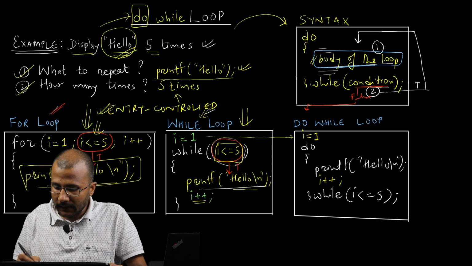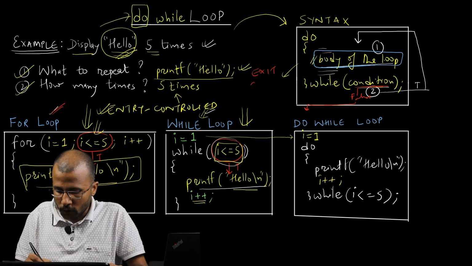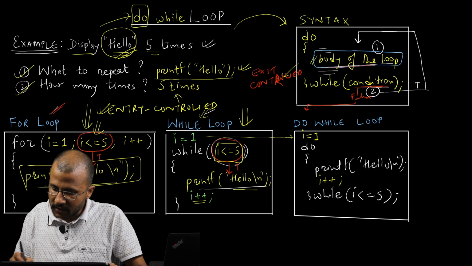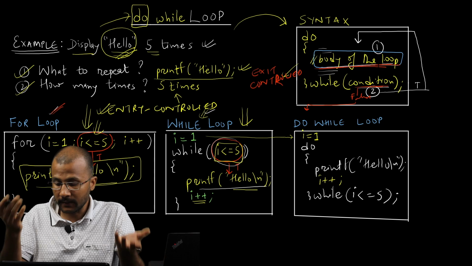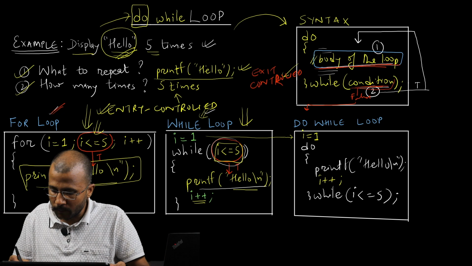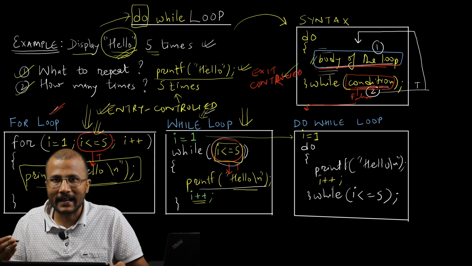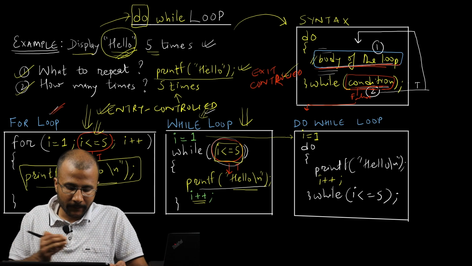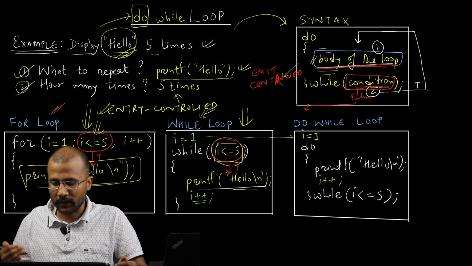But do while is the exit controlled loop. So the control for the loop is at the exit of the loop. In that case, first you execute the body no matter what is there in the condition. Only then you check the condition. So at the exit point you check the condition. Therefore it is the exit controlled loop. So do while is the exit controlled loop, and for and while are entry controlled loops. This is what you need to note down.